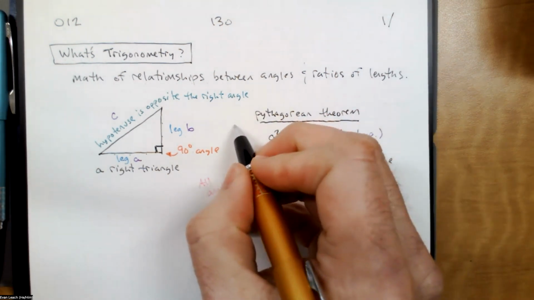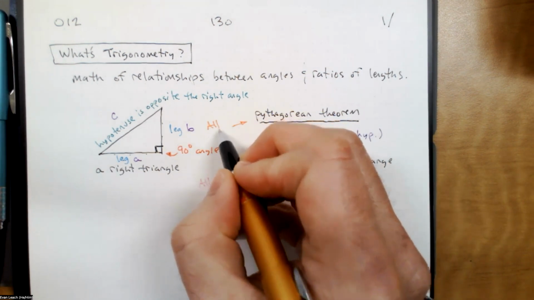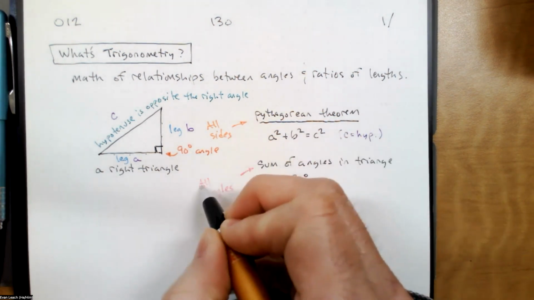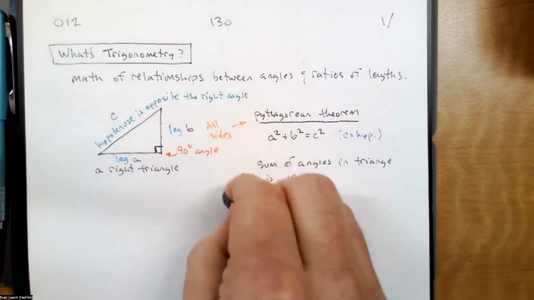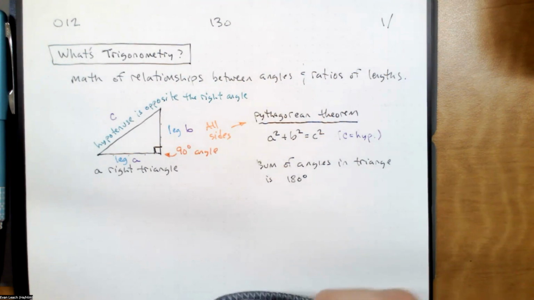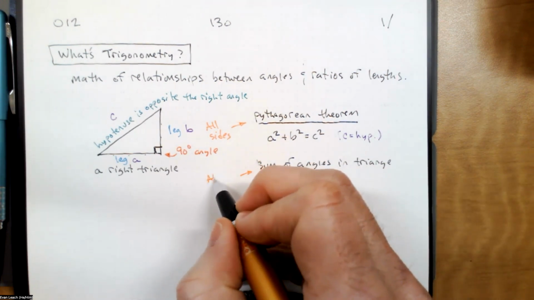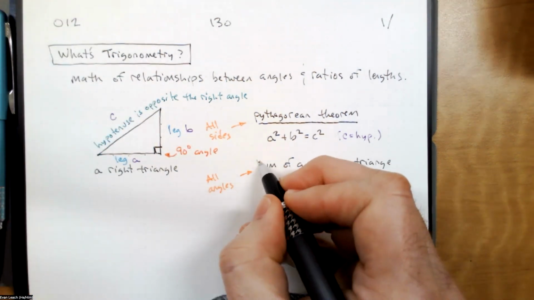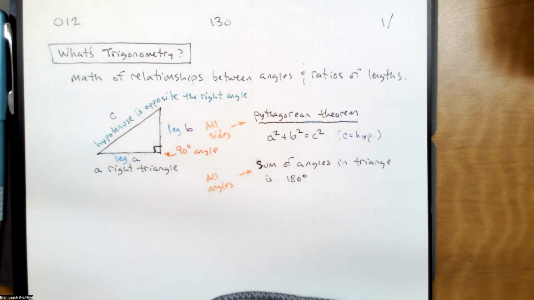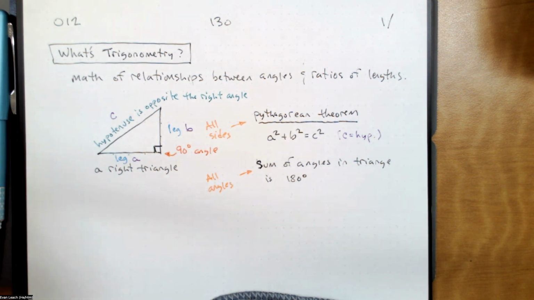And this one is all sides. So the Pythagorean theorem is about a relationship in the sides and also specifically of a right triangle. And the sum of the angles is 180 degrees is something that's all angles. It's only angle information. We need some kind of connection between the two. We need something that connects the sides and the angles.